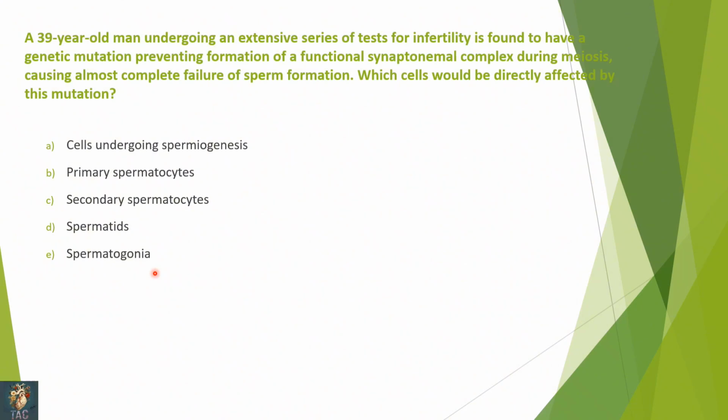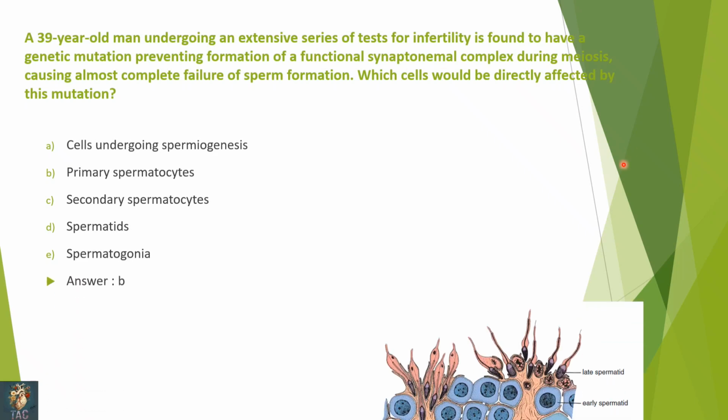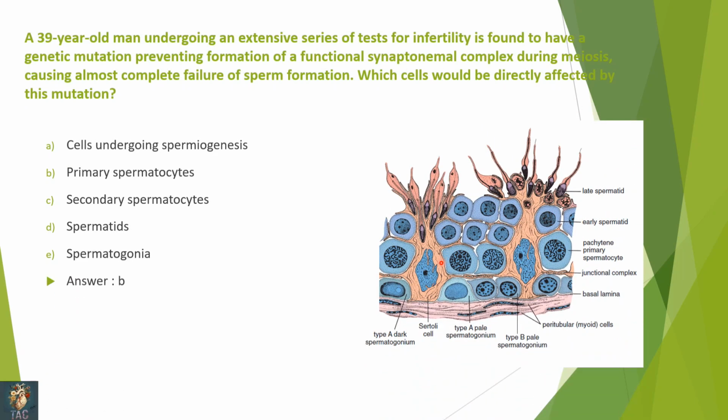So as I have told you, the functional synaptonemal complexes during meiosis are formed between the primary spermatocytes. Here in this diagram you can see type A and type B spermatogonia are present, and here you can see the primary spermatocytes which are attached to each other and which have the synaptonemal complexes and have started meiosis. So the primary spermatocyte is the correct option.